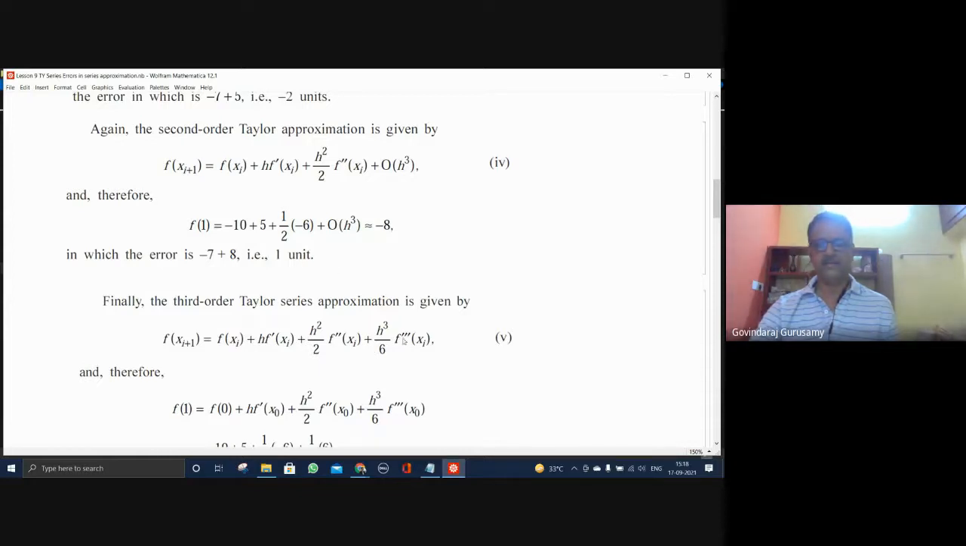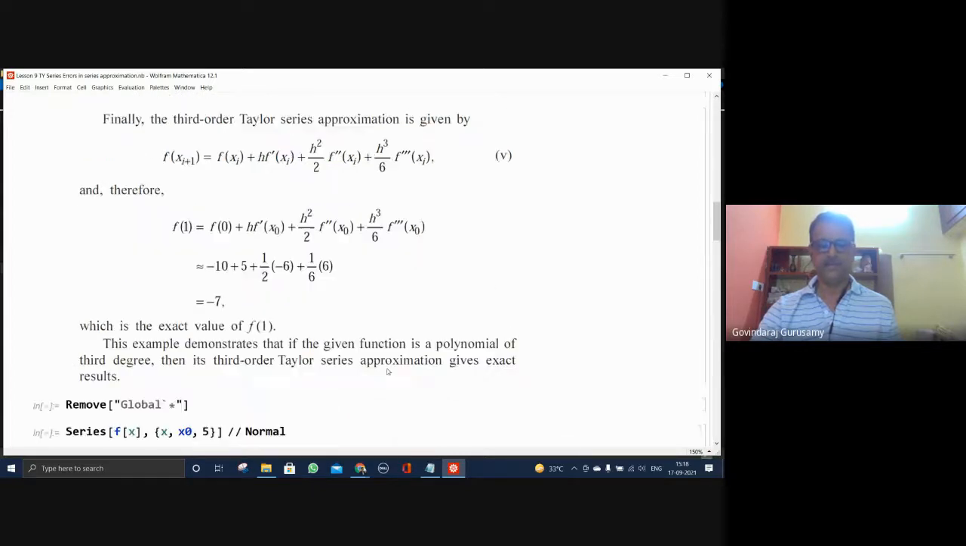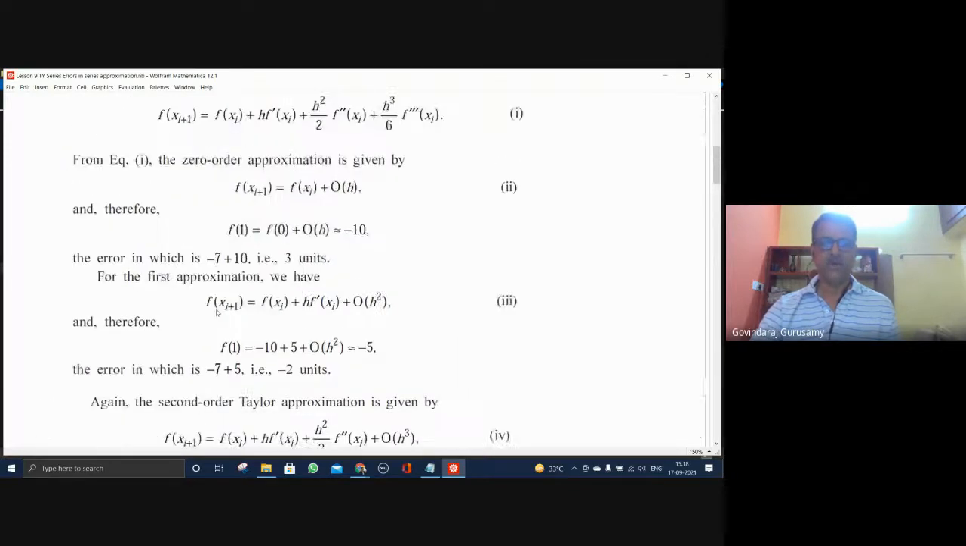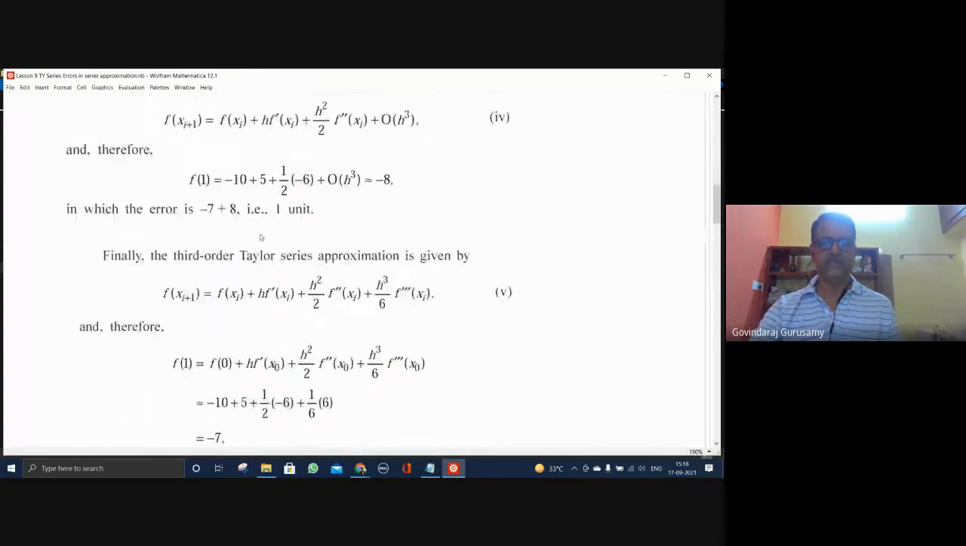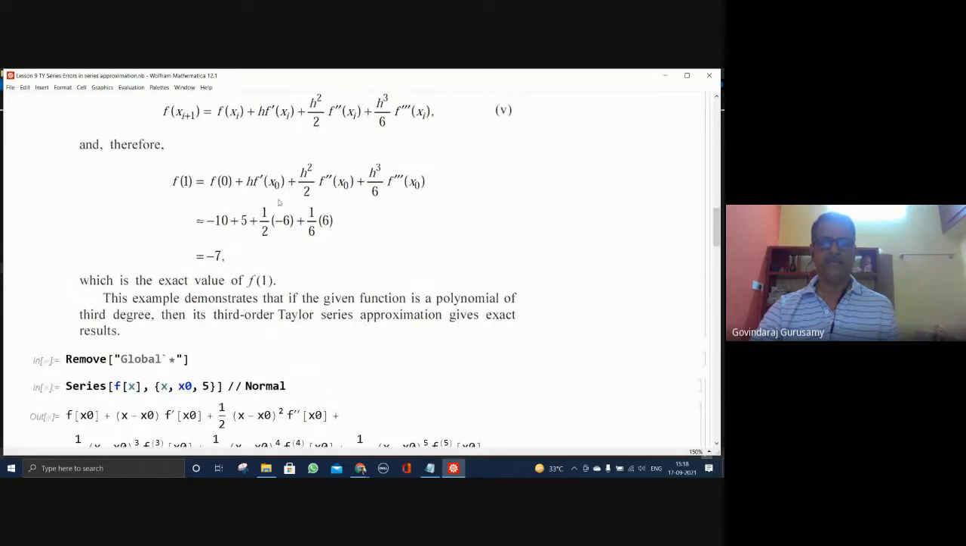Finally, you can take third order, h squared by 6, and this is the triple prime. So 0th order, first order, second order, third order. Then substitute all the parameters, and you get back the exact result that was found for x equal to 1, found by approximating this series. Series approximation has been done, and we find the value around that.